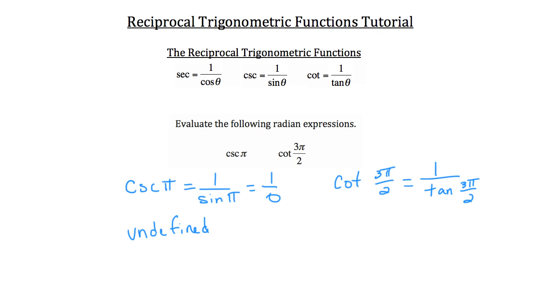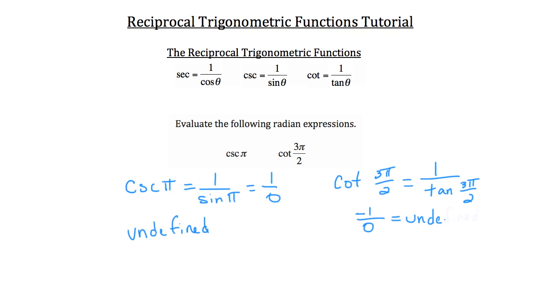And when you're doing tangent, you're taking the sine, so the y-coordinate, and dividing it by the x. Well, if the x-coordinate is 0, what you'd be trying to do is take -1 and divide it by 0. And again, you cannot divide by 0 in this case. So once again, your answer for this problem would be undefined.